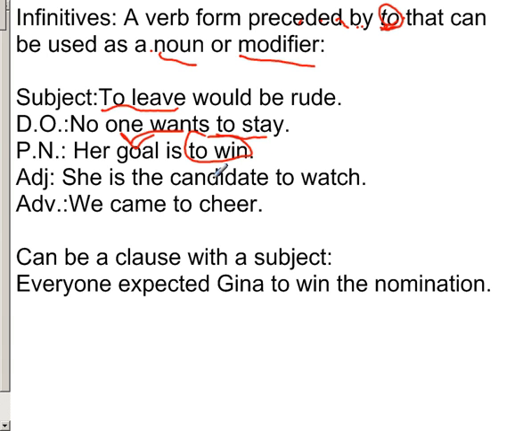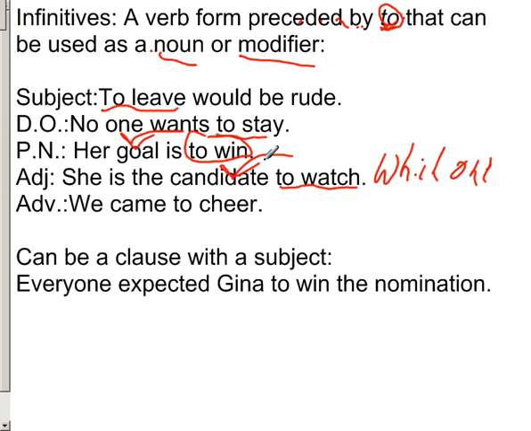Adjective, once again: which one, what kind, or how many. "She is the candidate to watch." So she is the candidate, and then we ask which one. Which candidate is she? The one to watch. And so that's used as an adjective there, modifying "candidate."